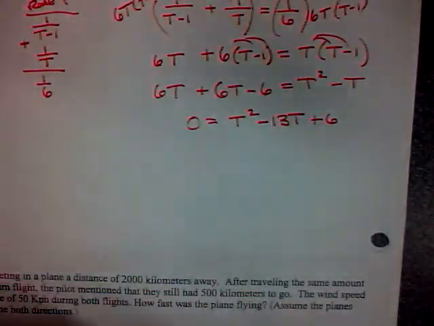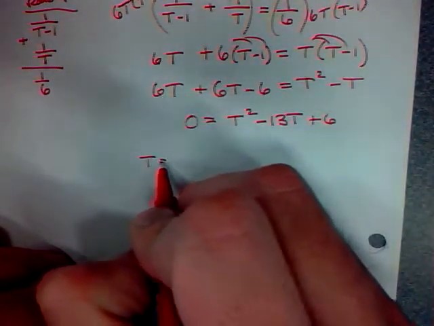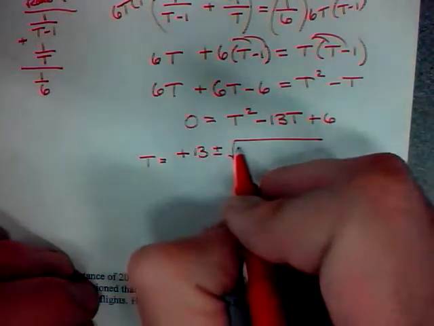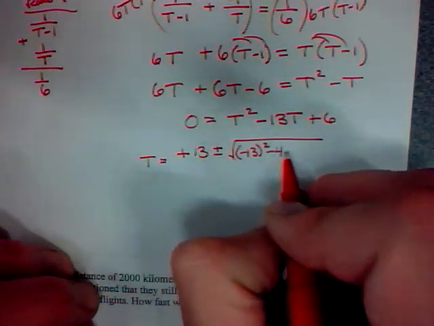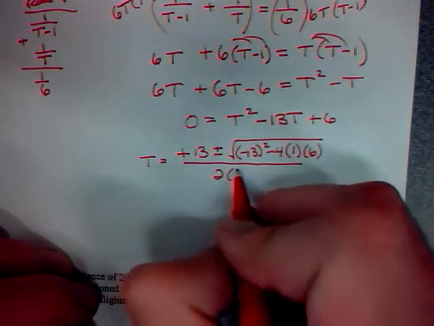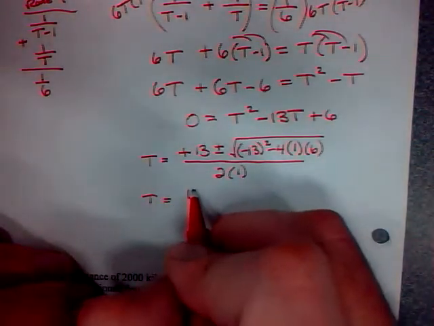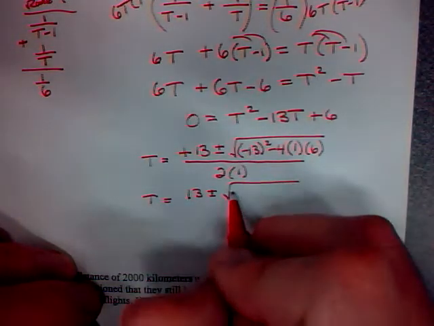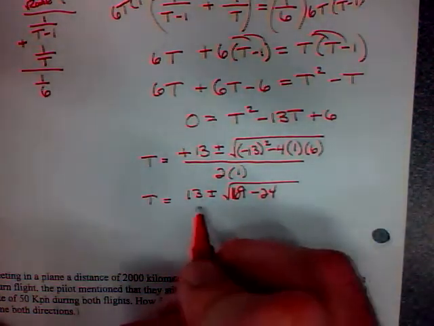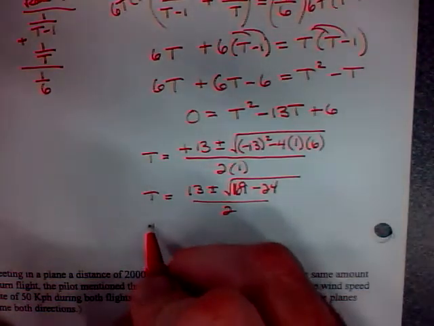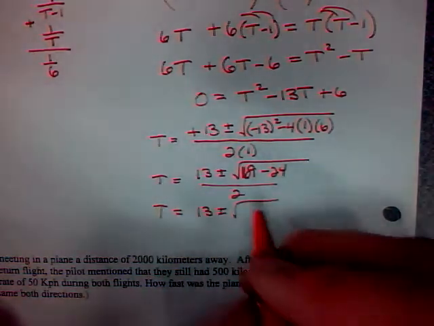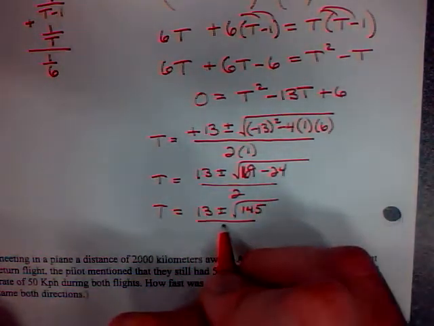Using the quadratic formula, T equals the opposite of B, which would be positive 13, plus or minus the square root of negative 13 squared minus 4 times A, which is 1, times C, which is 6, all over 2 times A, which is 1. So T equals 13 plus or minus the square root of 169 minus 24, all over 2. So T equals 13 plus or minus the square root of 145 over 2.